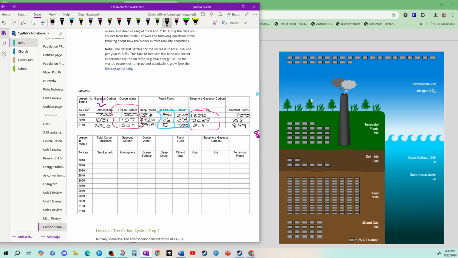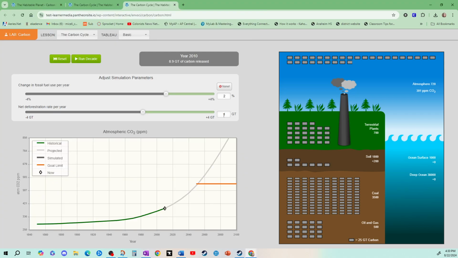So the smokestack right here has nothing, so that's a 0. The atmosphere started at 720. The ocean was 1,000 surface. Deep ocean was 38,000. Oil and gas 500. Coal 3,500. Soil 1,800. Plants 700. So we just copy basically what was up on the first one. Now we're going to go step by step.